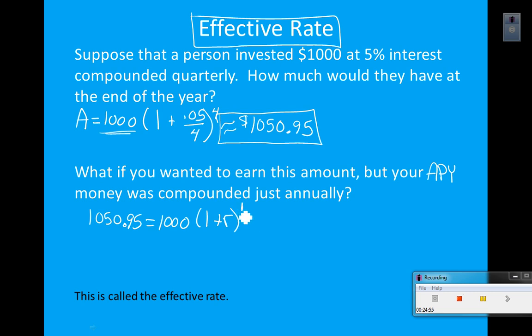Okay, so if I solve this now, I would divide both sides by 1,000, and then I would subtract 1 from it. So I'd divide both sides by 1,000 and get 1.05095 equal 1 plus r. Subtract 1 from this, so my r value is going to be 0.05095. So the interest rate would be about, if I split this decimal over 2, 5.09.